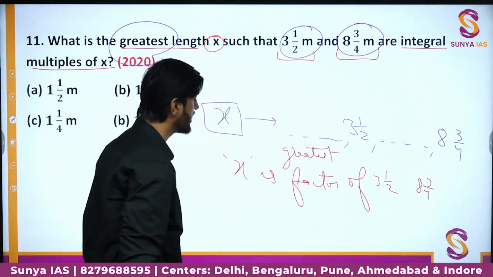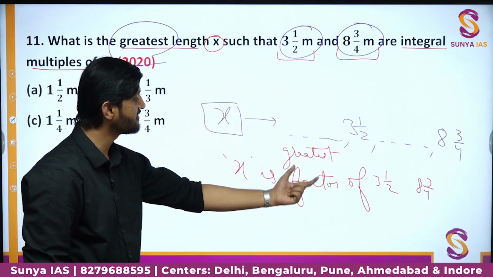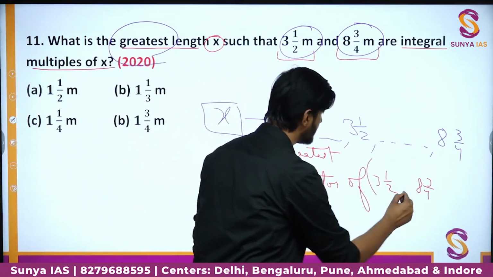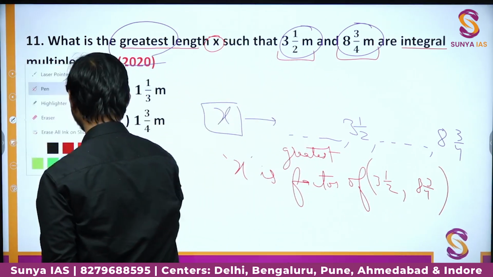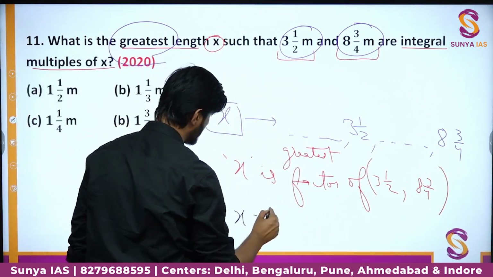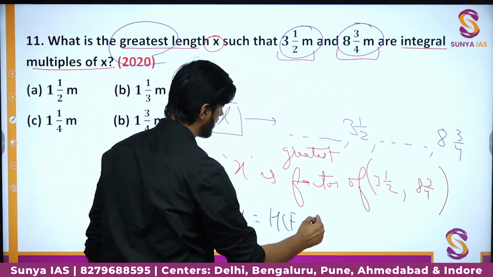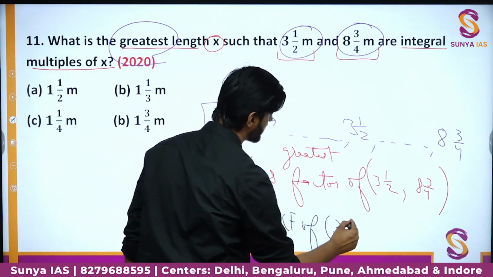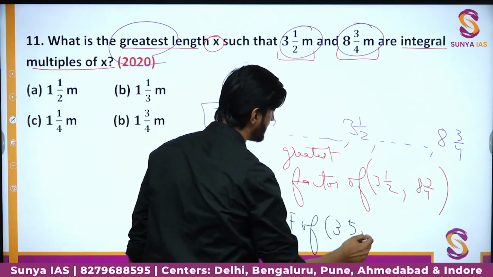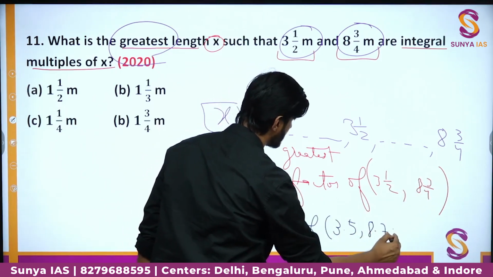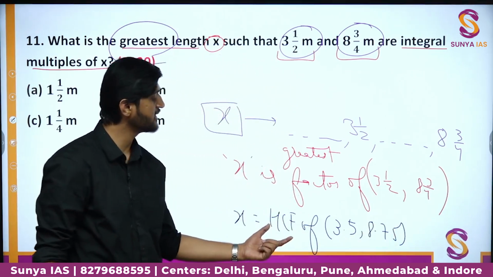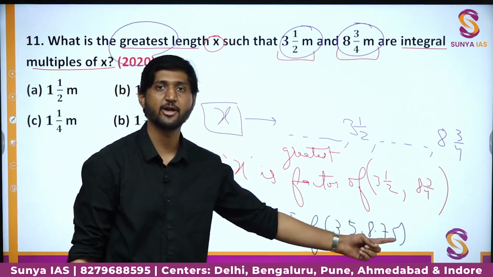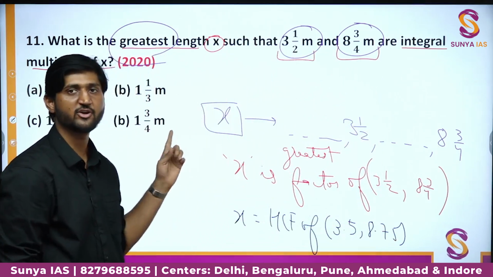So, one can argue that x is the greatest factor which is common in both of them. So, basically one has to say that x is nothing but the HCF of these two numbers. Let us call them 3.5, and here we have 8 3/4, we will call it 8.75. Okay, we have to find the HCF of both these values. This is the conceptual part of it which I am explaining.